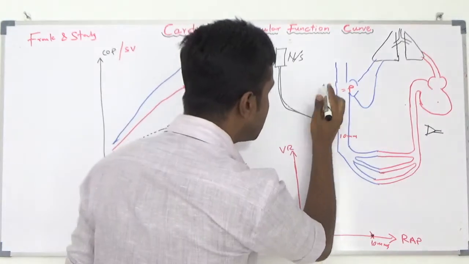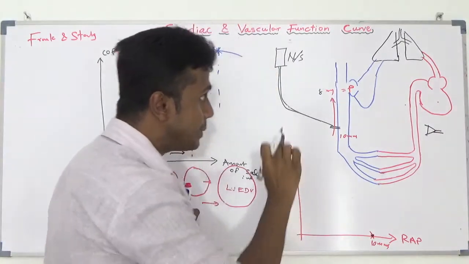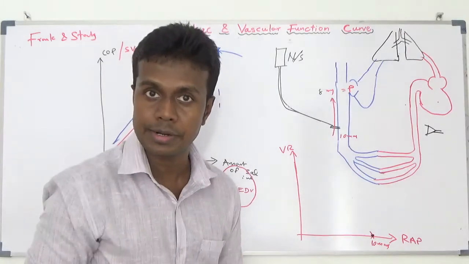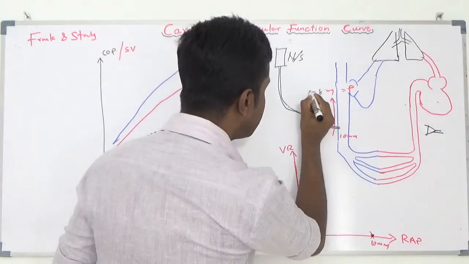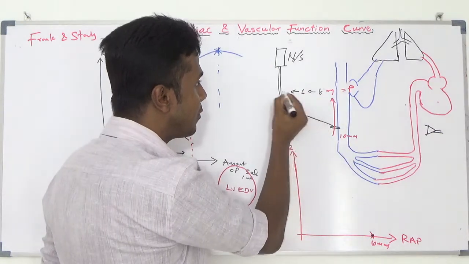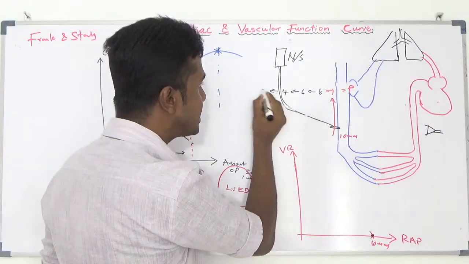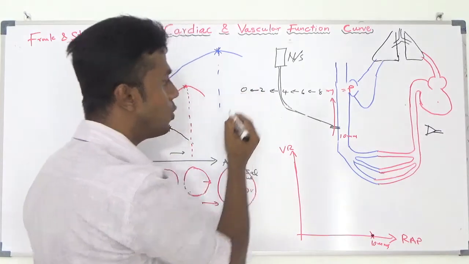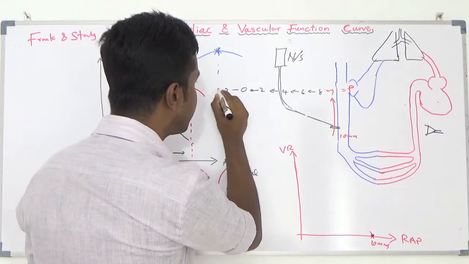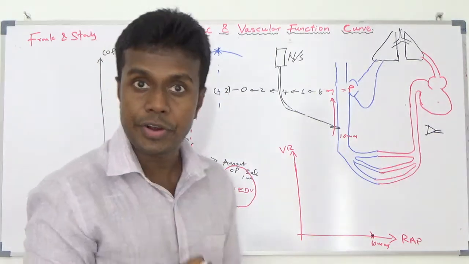Here I am going to reduce it to 8. Once it becomes 8, here are 10, so venous return is going to start. Once it becomes 6, venous return increases further. Once it becomes 4, further increase, 2, further increase, 0, further increase. If it becomes -2, it can further increase.